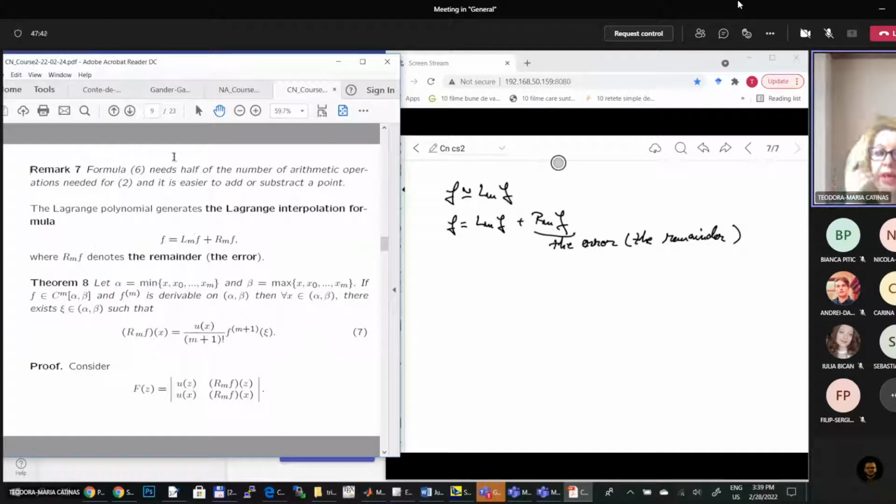And we will see the easiest form and the most applied form of the error R_m f. For this, we consider alpha. We prove the following result. We consider alpha as the minimum of x, x being the point where we want to approximate, and the nodes, and beta the maximum of x and the nodes.